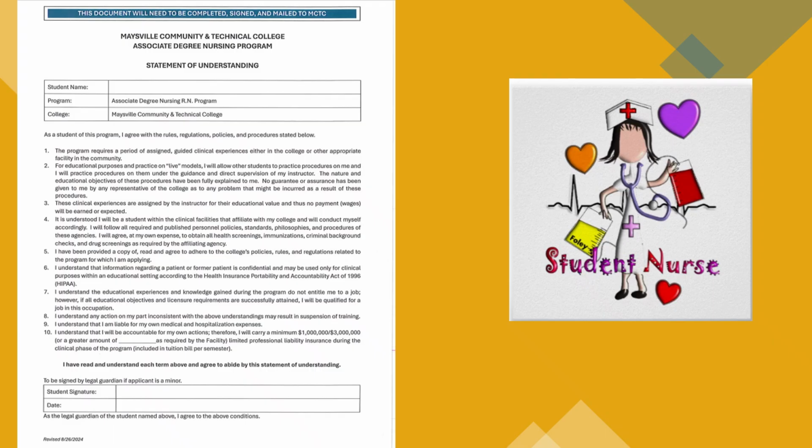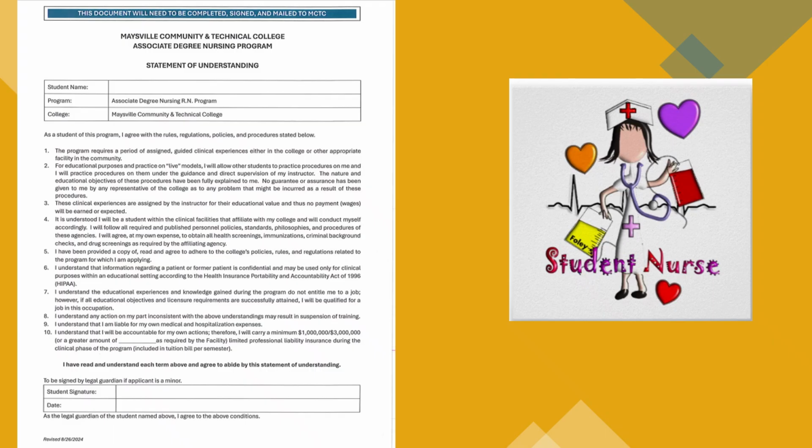No guarantee or assurances have been given to me by any representative of the college as to any problem that might be incurred as a result of these procedures. So usually you have lab partners that you practice head-to-toe assessments on. You practice listening to heart sounds, lung sounds, bowel sounds, different things like that. So that it gives you a much better way to practice than listening on a mannequin.